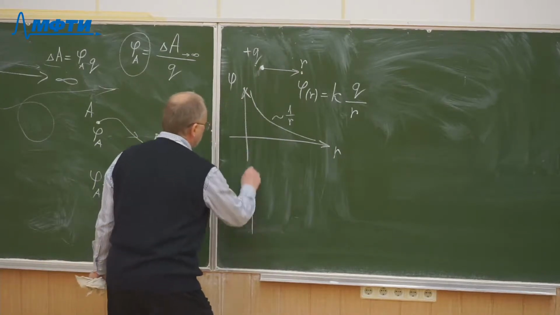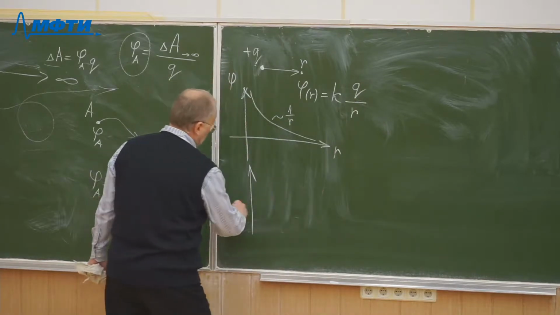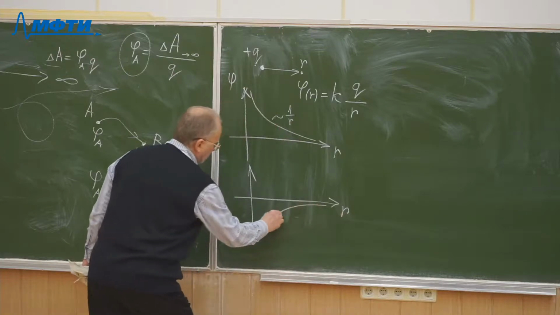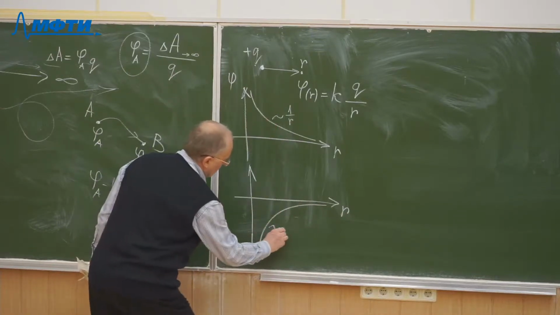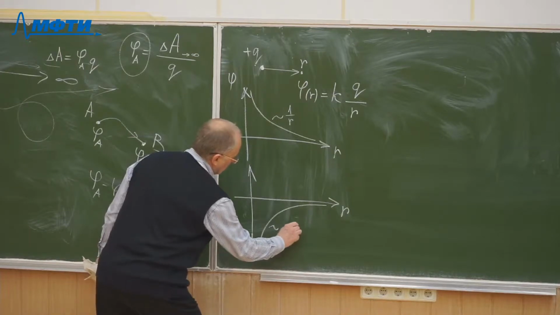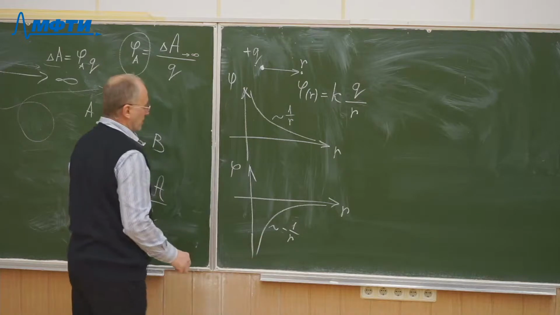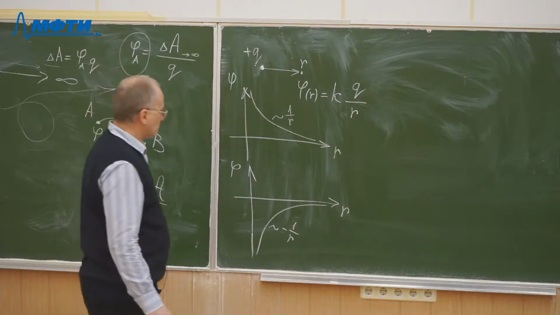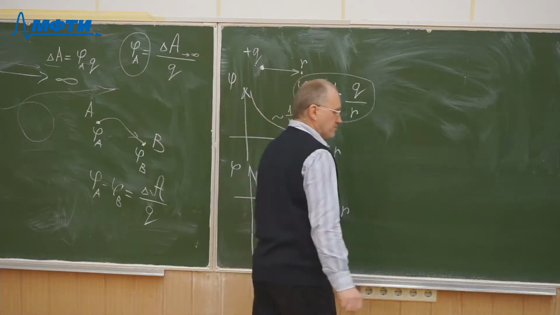If we take the negative charge, then the charge will be negative, and the graph will be just the same but multiplied by -1. So that will be the field potential for the negative charge, defined by this formula.